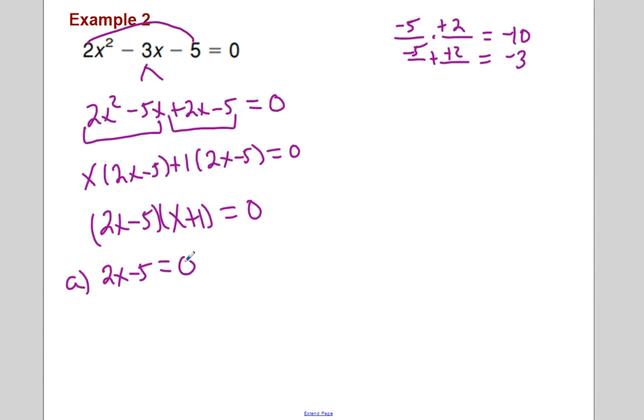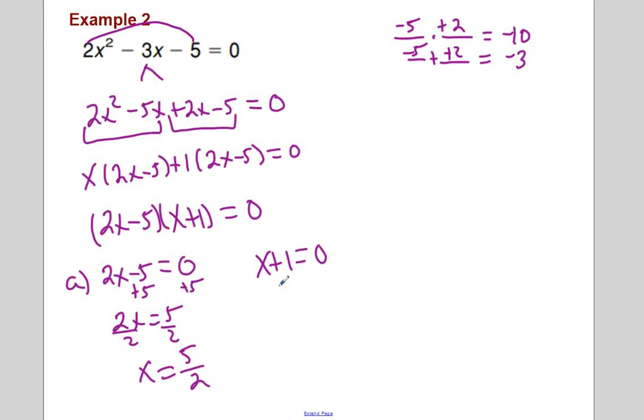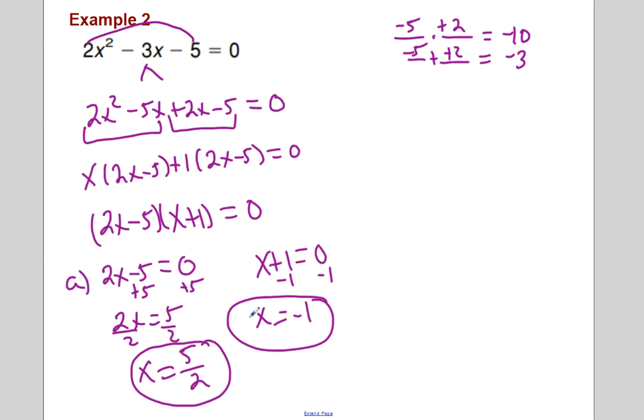2x minus 5 is equal to 0. Add 5 to both sides, and I have 2x is equal to 5. The inverse of multiplication is division, so I divide by 2 on both sides, and I have x is equal to 5 halves. That's one of my solutions. This one has two solutions. So I set the other factor equal to 0, and I subtract 1, of course. x is equal to negative 1. So my solutions are x equals negative 1 and x equals 5 halves.